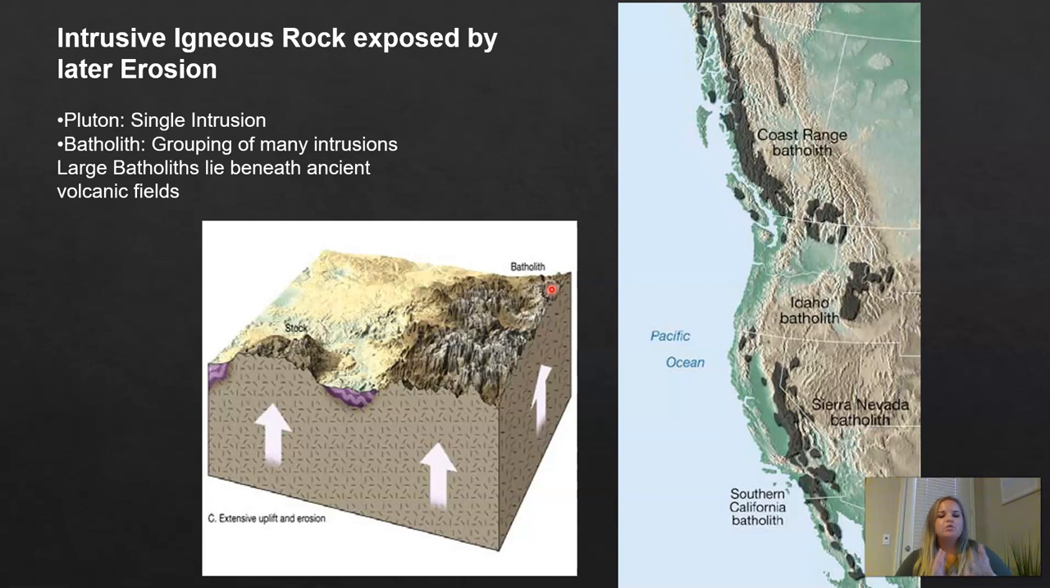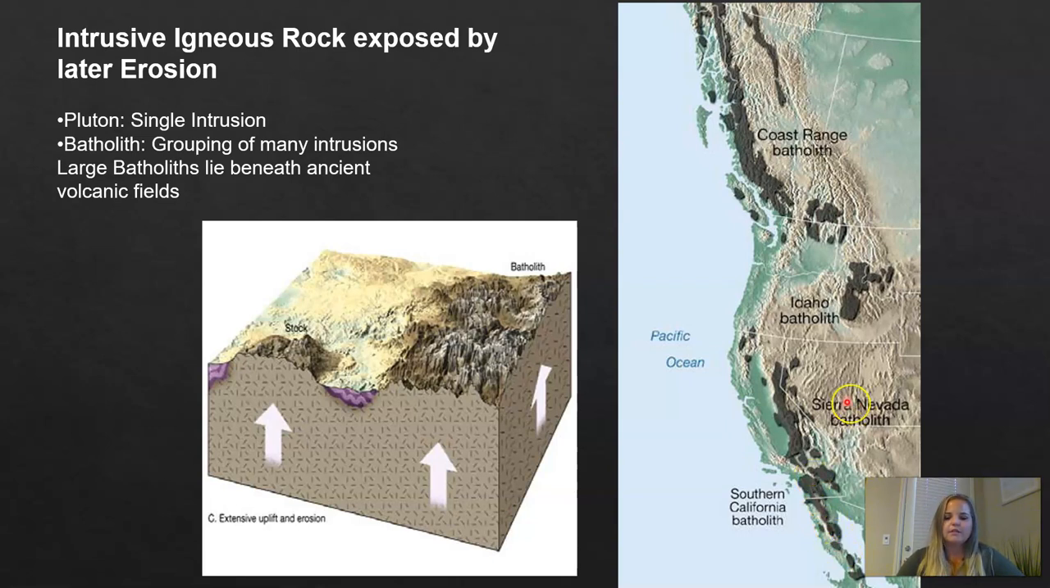So if we have just one intrusion or one magma chamber that pushes its way up and crystallizes, we call that a pluton. Now, if we see a bunch of plutons form near each other, they form what we call a batholith. A batholith is just a grouping of a bunch of different plutonic intrusions that have crystallized below ground. Okay, and we have a lot of those in the West as well, because we have so much volcanic activity, we also have plutonic activity.